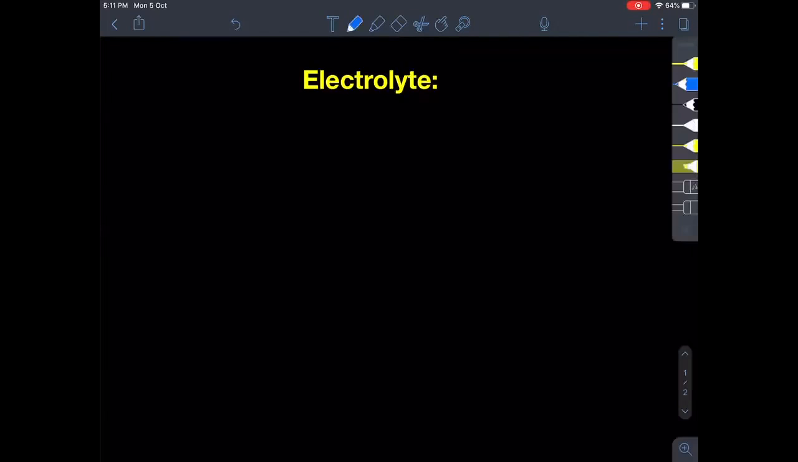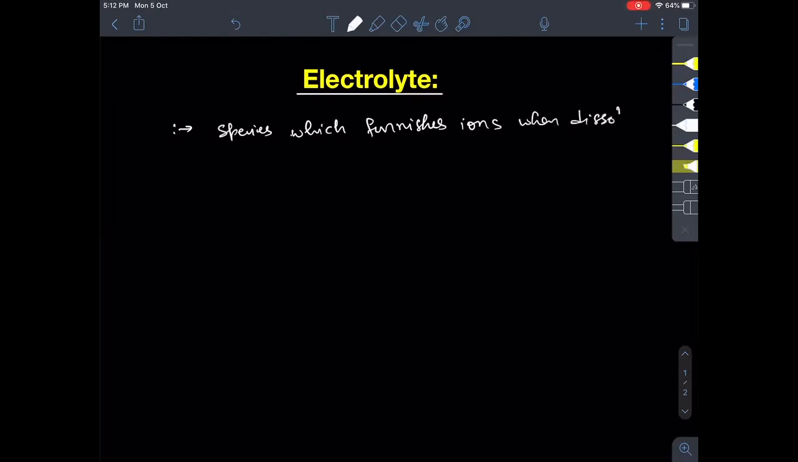So guys, very important term is this. What is electrolyte? First of all, tell me. Electrolyte means species which furnishes ions, right? When will they furnish ions? Ions कब provide करेंगे? So when they are dissolved in polar protic solvent, and the most cheapest and best solvent is water. So species which furnishes ions when dissolved in water.